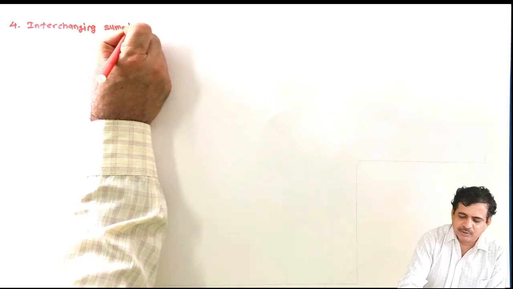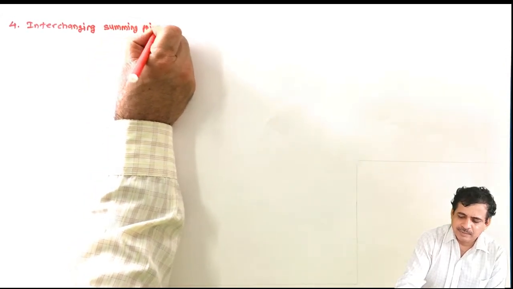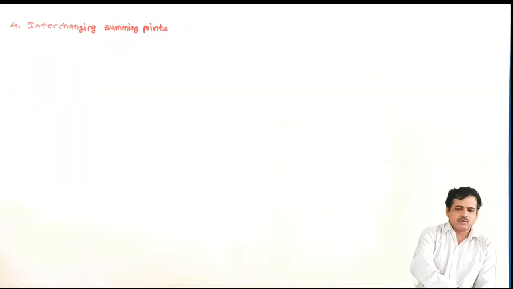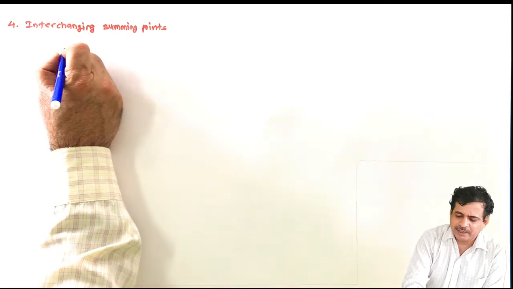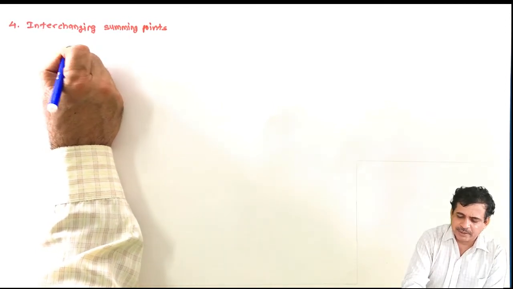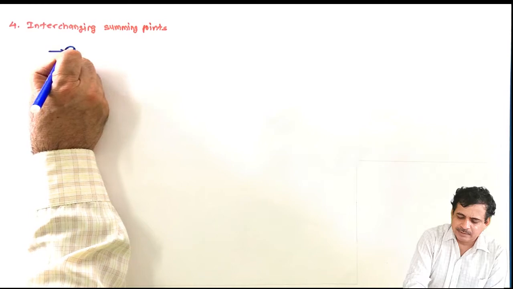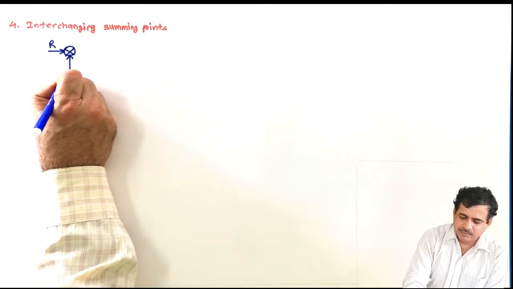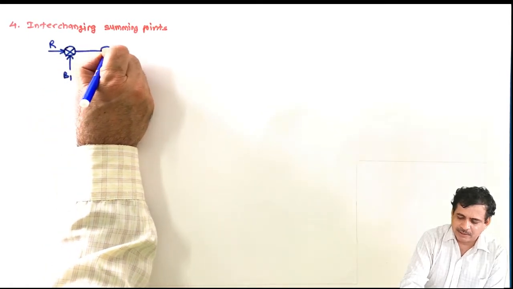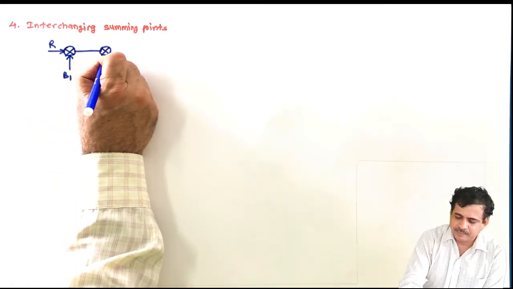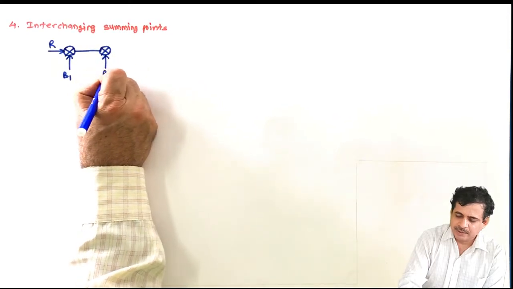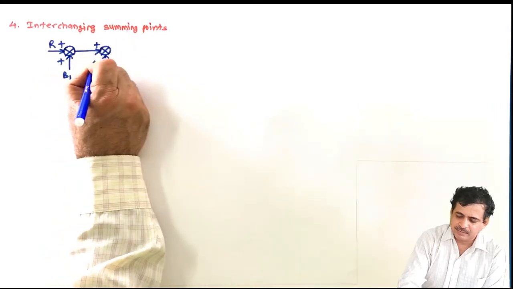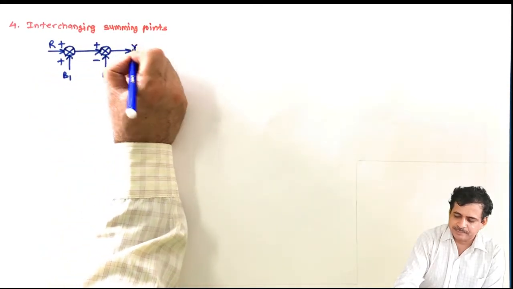This is also sometimes useful. A less frequently used rule, but it is also useful. So what exactly does it mean? Suppose we have a summing point number 1, and here I have applied input R, let here be the input B1, then we have another summing point having B2, say plus, minus, and this is Y.